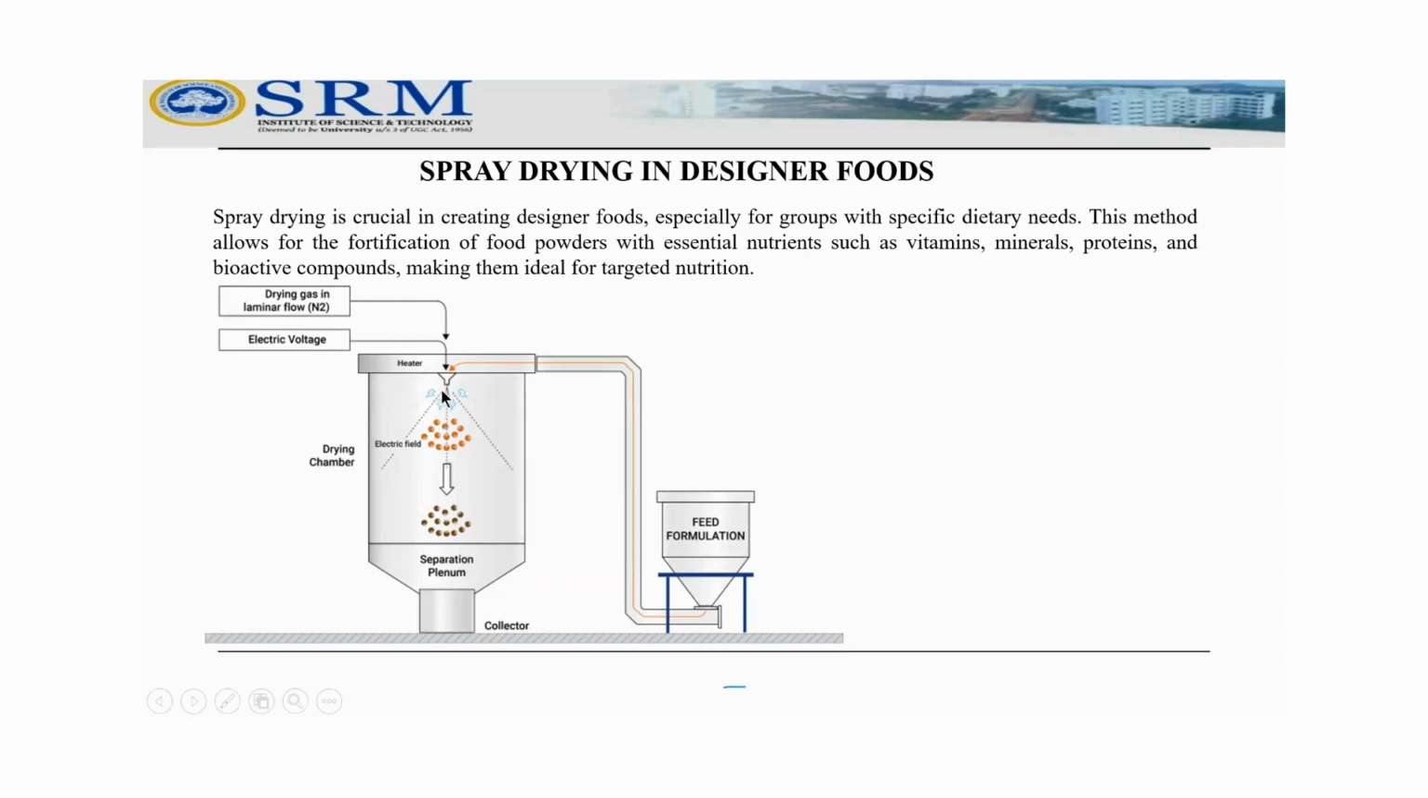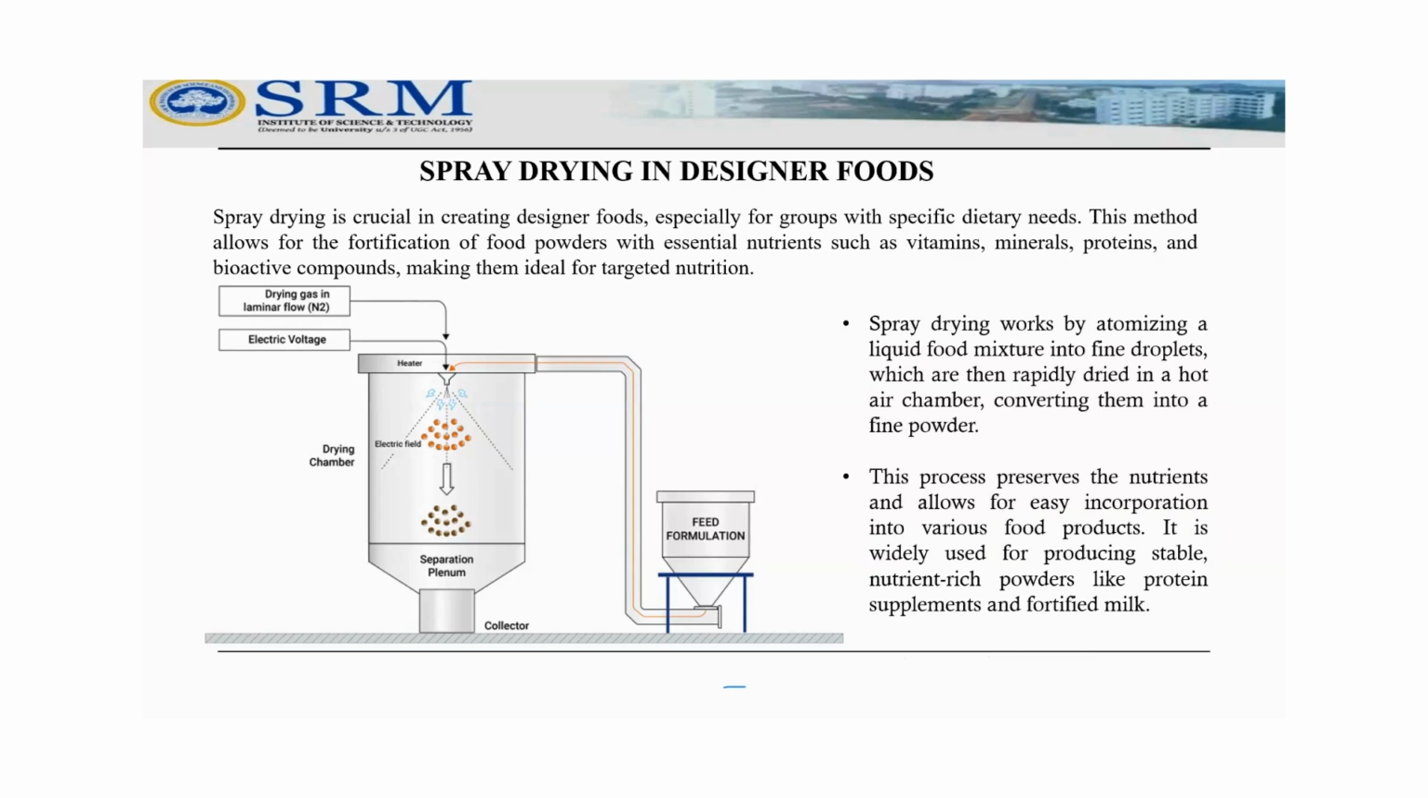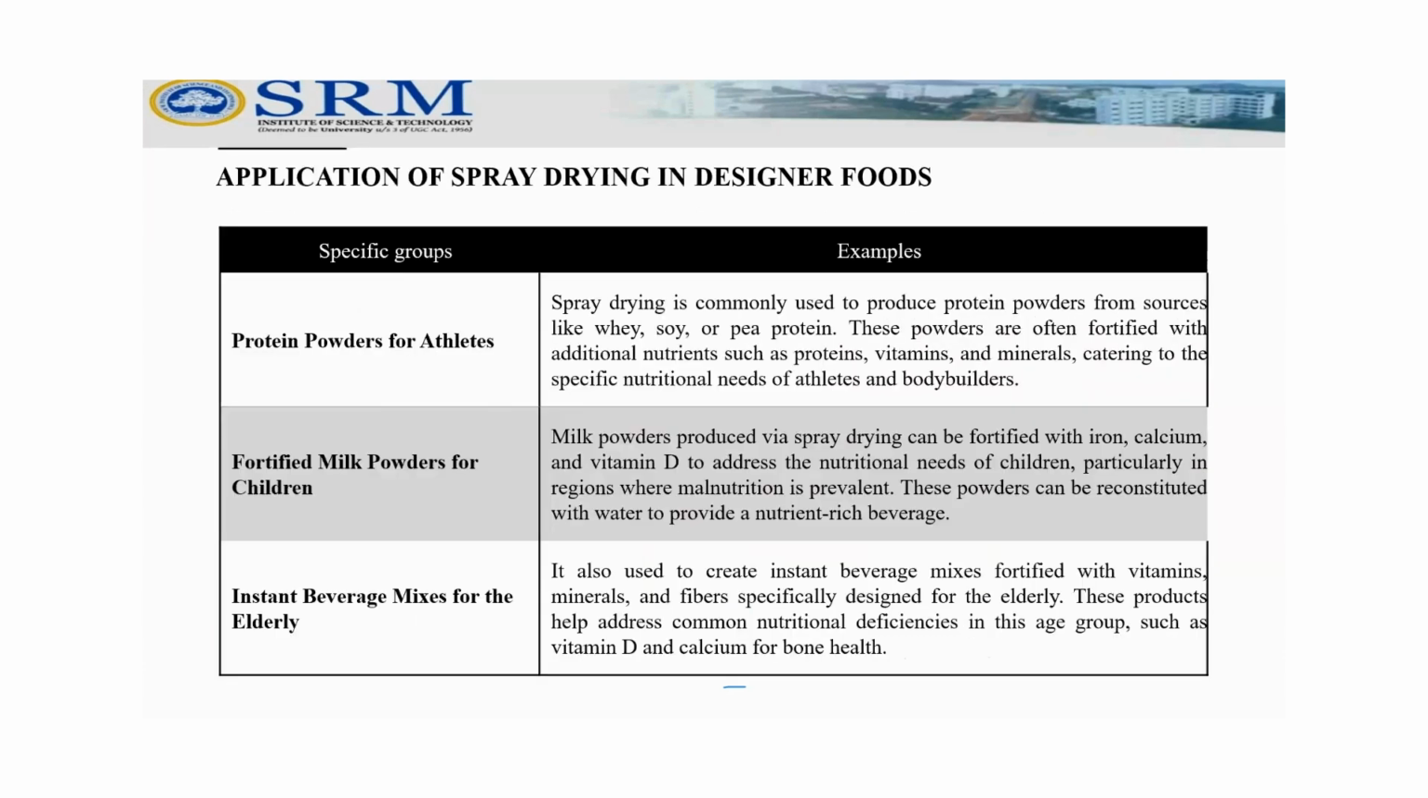When the droplets fall in the drying chamber, the water will be evaporated, whereby we will collect the powder at the bottom of the collection chamber. There are even cyclone separators available. So it is a very common technology for designer food development, which could be used very widely, and it has wide application in the production of stable nutrient-rich powders like protein supplements and fortified milk. These are some of the applications of spray drying technology in designer food.